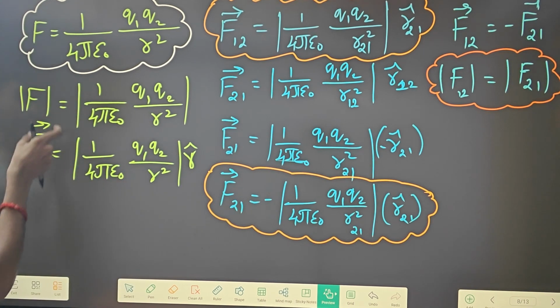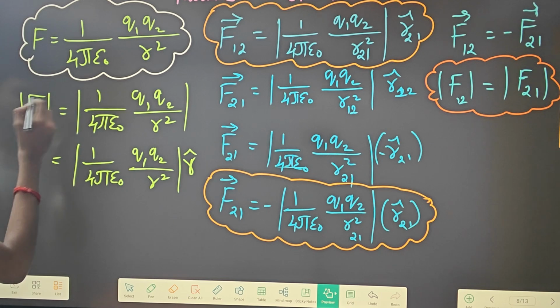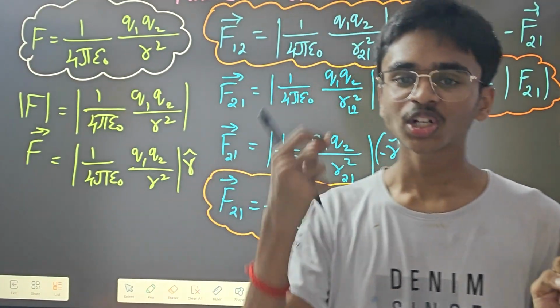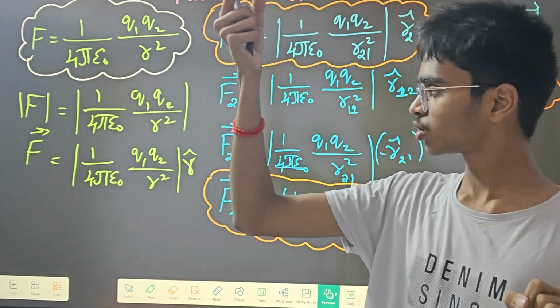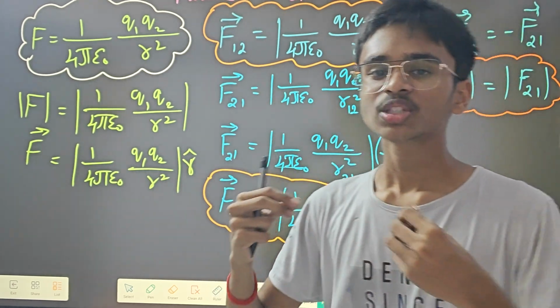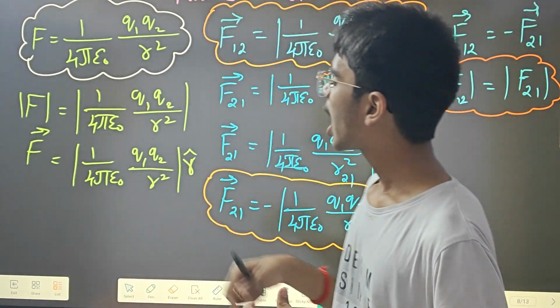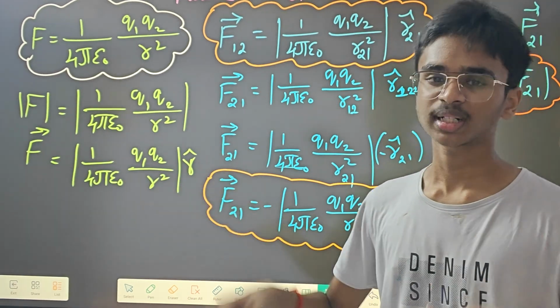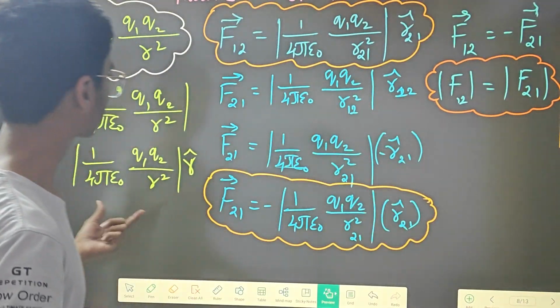Whenever you are writing just F modulus, that means it is the magnitude. Whenever you are writing F and on top of that F, as a superscript, you put an arrow mark, that means it is a vector quantity. This vector quantity has a magnitude and a unit vector. So that means it is a vector quantity.